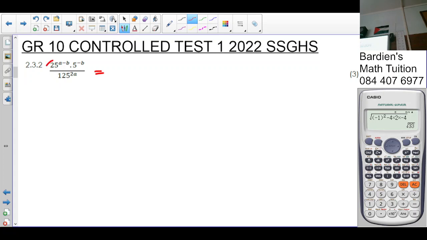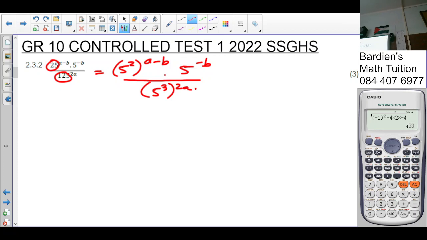So 25 can be broken up into 5 squared, (a minus b) times 5 to the minus b, over 125. That can be written as 5 cubed raised to the 2a. Now for those of you who don't know how to get that, 125 equals shift and this button here. Okay, so shift, factorize, 5 cubed. 25 equals shift, factorize, 5 squared.